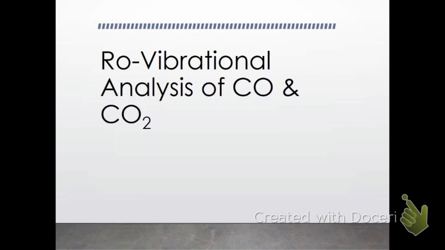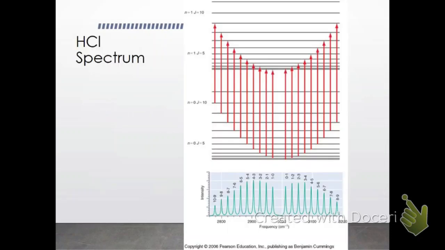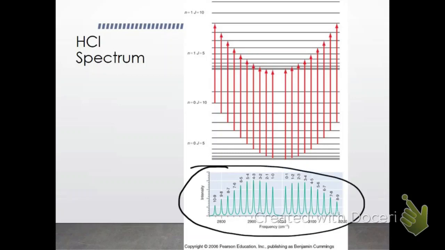In this case, of course, carbon monoxide is our diatomic, but we're going to look at the HCl spectrum, which is one that we've discussed earlier. So in this spectrum, we can see at the bottom of our page here the spectrum of HCl. So here we have the IR spectrum of HCl corresponding to an n equals 0 to 1 vibrational transition, accompanied by a series of lines corresponding to rotational transitions.